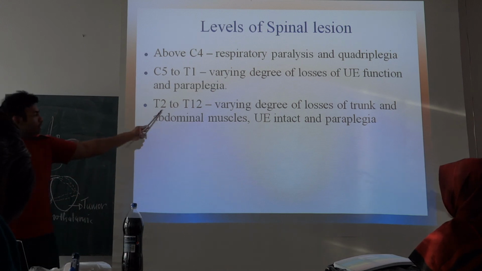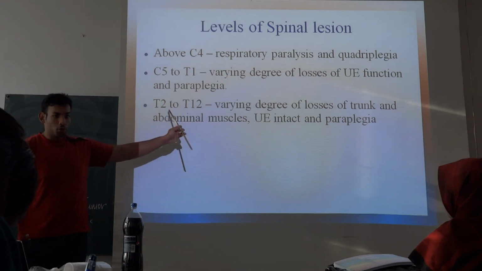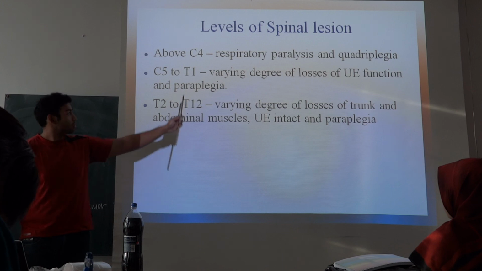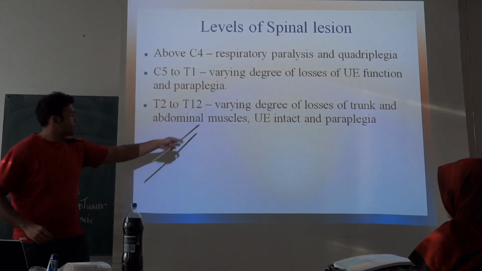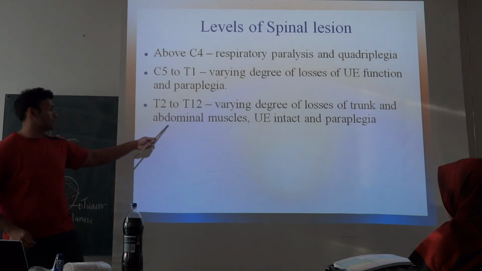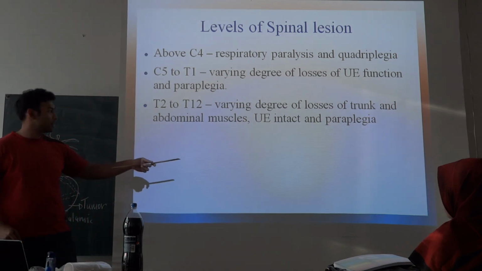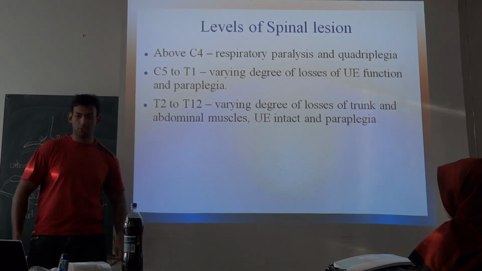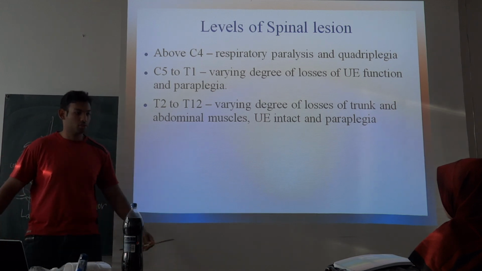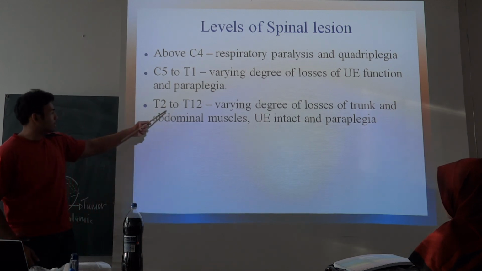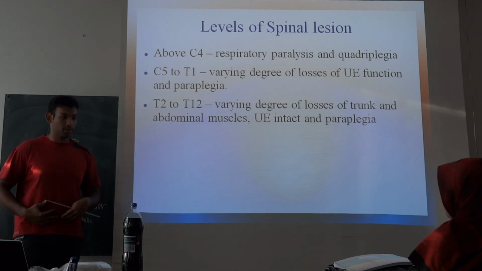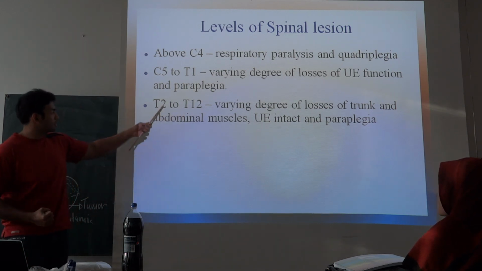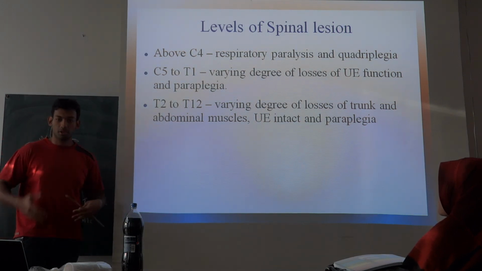Now T2 to T12, they would have their hands, because up to T1 it's fine. Their hands work perfectly, but they will have varying degrees of loss of trunk and abdominal muscles. And of course, paraplegia, the legs would be gone, because everything underneath is also gone. It depends. If it's T10, they would have more functioning of the trunk and abdominal muscles, and if it's T2, they would have less function, depending on the level.